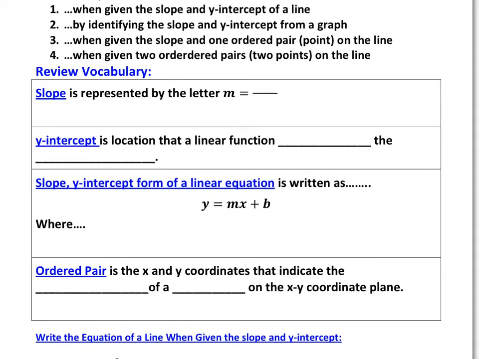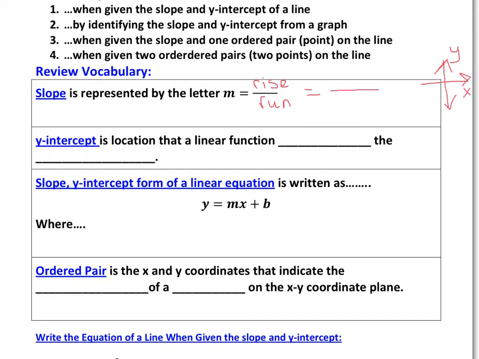Okay, let's quick review some vocabulary. Of course, slope, we've been talking about that for a while now. Slope is represented by the letter m, and it is the rise over the run. Let's go ahead and remember that the rise is going up and down. That's change in the y direction. And the run is the change in the x direction.